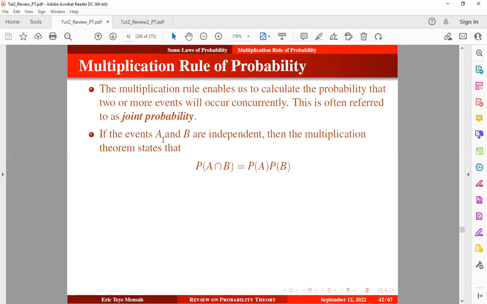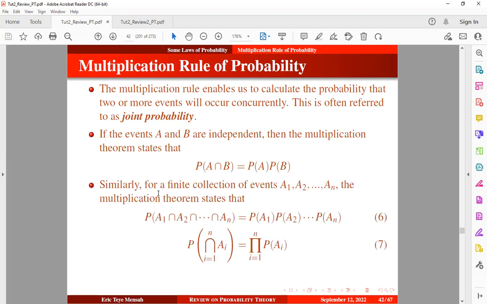So if the events A and B are independent, then the multiplication theorem states that the probability of A intersection B is equal to the probability of A multiplied by the probability of B. So the probability that A and B will occur is basically equal to the product of the individual probabilities. That's what we have here.